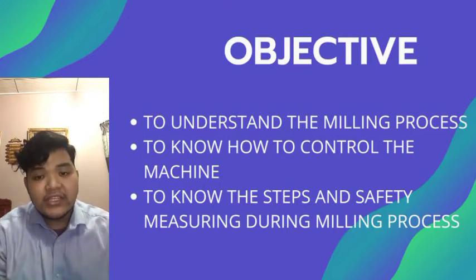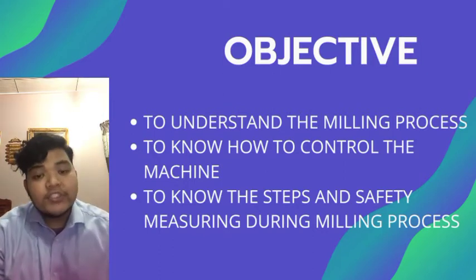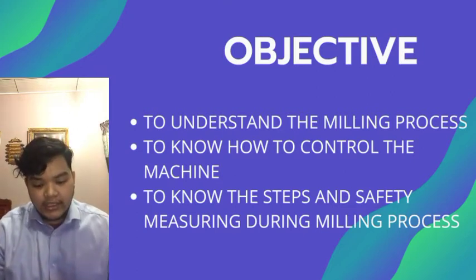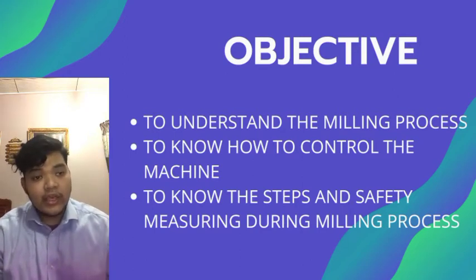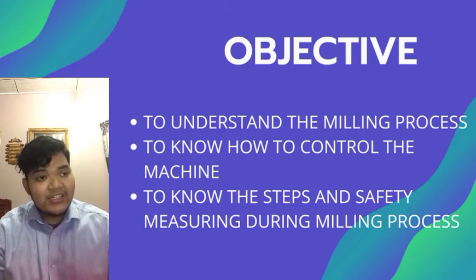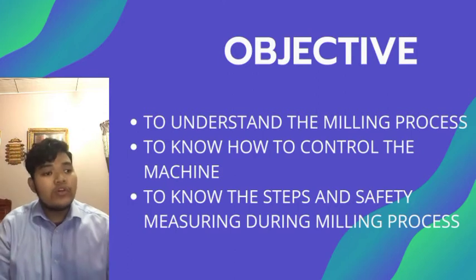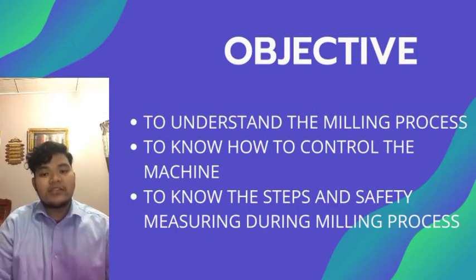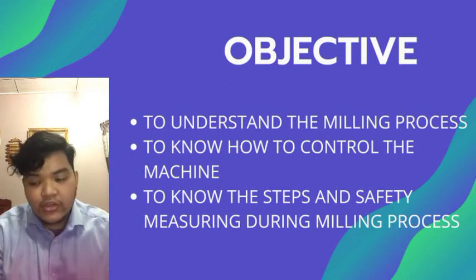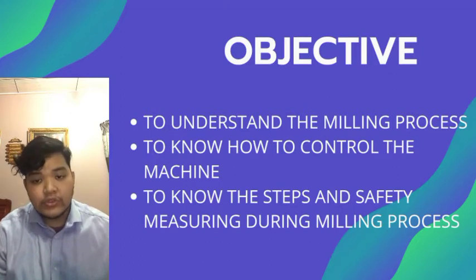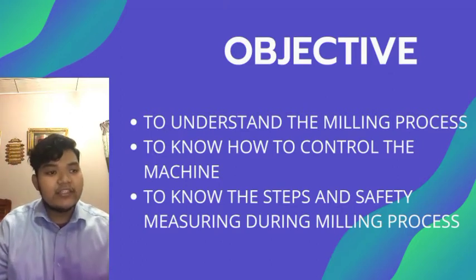Today I want to present about the objective and introduction of the milling process. The first objective is to understand the milling process, and the second objective is to know how to control the milling machine. This is the important thing in the milling process that we must know. The last one is to know the steps and safety measures during the milling process. We must know the safety measures because if we know the safety, we can avoid incidents during the milling process. The next one is the introduction.